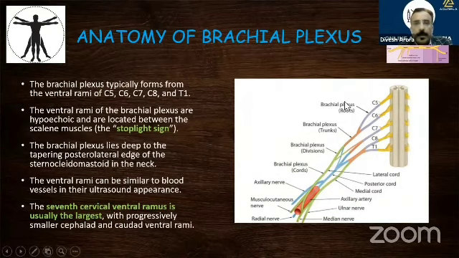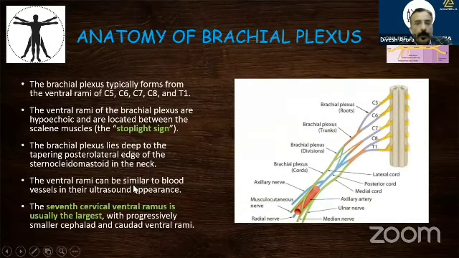So the brachial plexus, as we know, is formed by the fusion of ventral rami of C5, 6, 7, 8 and T1. And in the interscalene groove, we get a hypoechoic picture located between the two scalene muscles, which is also reported in literature as a traffic light signal, snowman signal, or stoplight sign. The brachial plexus is situated deep to the posterolateral edge of the sternocleidomastoid in the neck in the interscalene region.